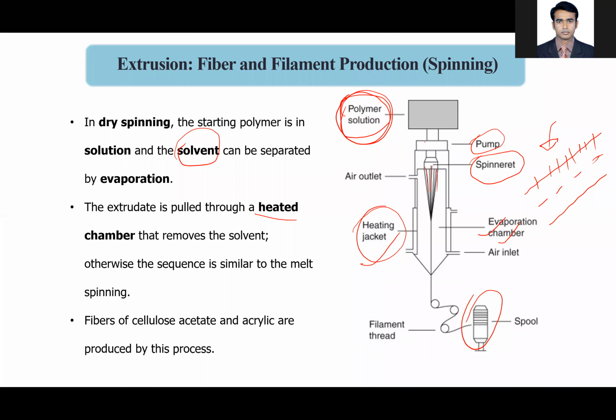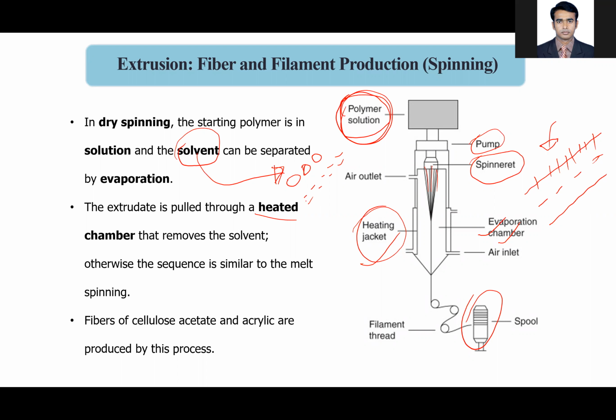First, you get the polymer granules, then you introduce solvent into them. Once the solvent is active, the polymer breaks down and becomes like discrete particles. And the solution becomes similar to the melt that we discussed in the previous melt spinning process.